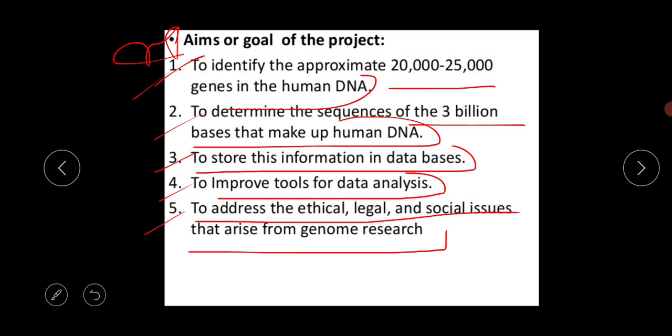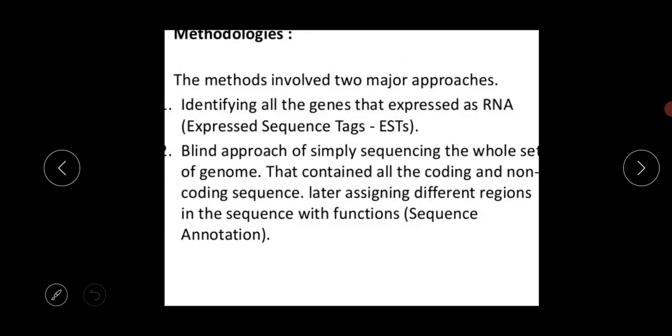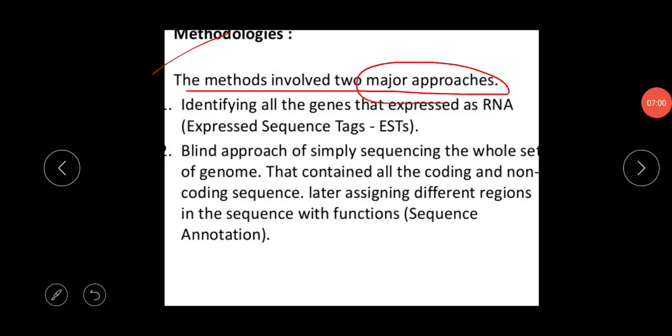An international human genome project was started in the year 1990. Okay, and the project was completed with the help of automated DNA sequencing machines on June 26, 2000. So it needed approximately 10 years to complete the whole project. Next thing is the methodology of HGP. So what is the methodology? The methods involve two major approaches. The first thing is identifying all the genes that are expressed as RNA.